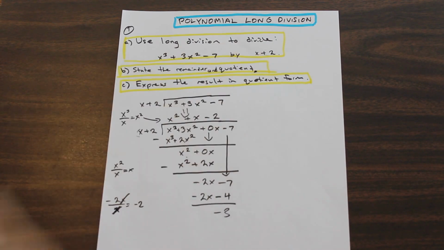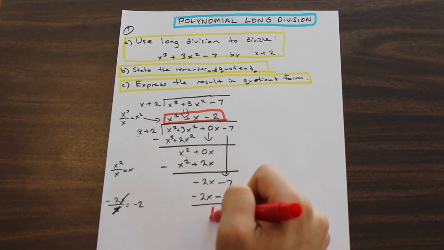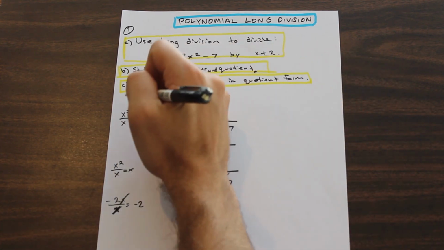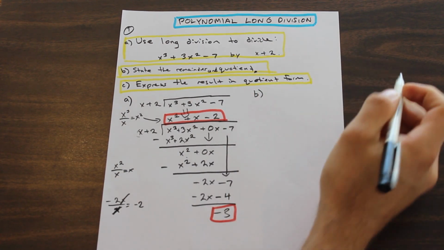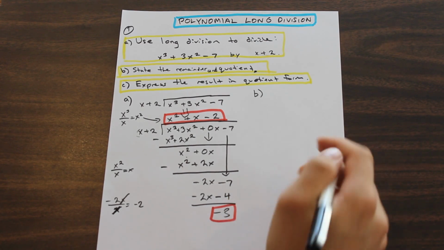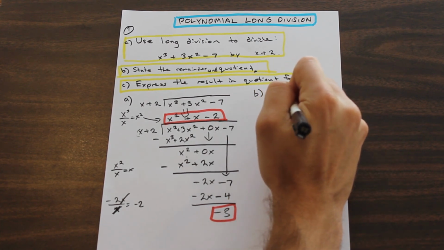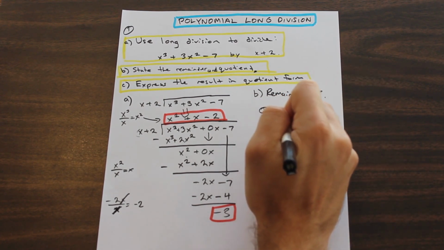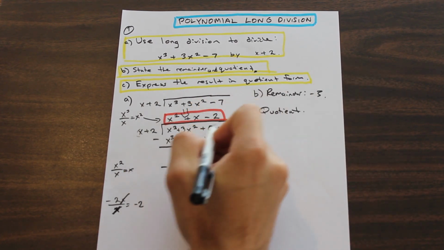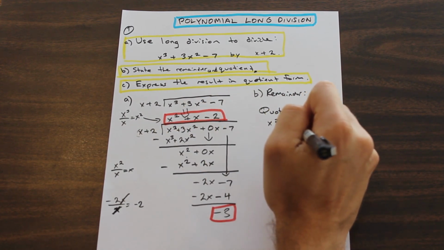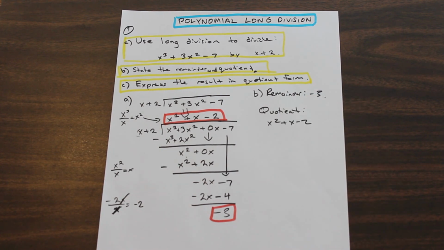This is our answer up here, with remainder negative 3. That's the next part of the question. It says state the remainder and the quotient. That was part A, and part B is to express the remainder. The remainder is negative 3, if you remember that from regular long division. The quotient is just the answer that we got: x squared plus x minus 2. That's good.